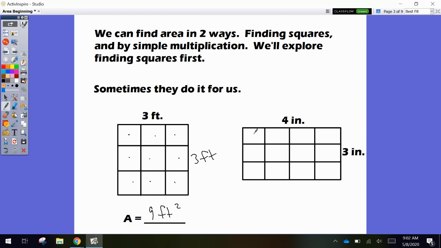The rectangle's area would be 1, 2, 3, 4, 5, 6, 7, 8, 9, 10, 11, 12. We would say the area is 12 inches squared. You can also write 12 square inches as well, but I feel like that's just more work. So inches with the little 2 there means inches squared. All right, let's look at some more.